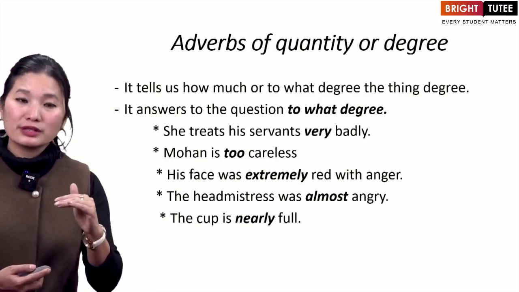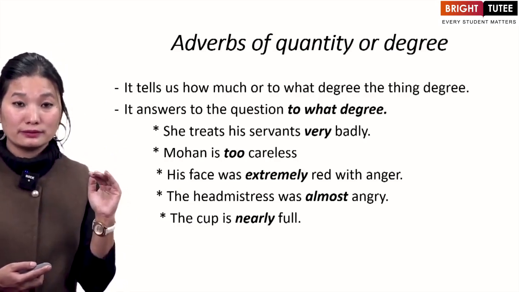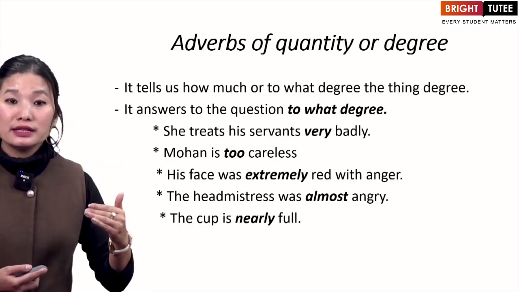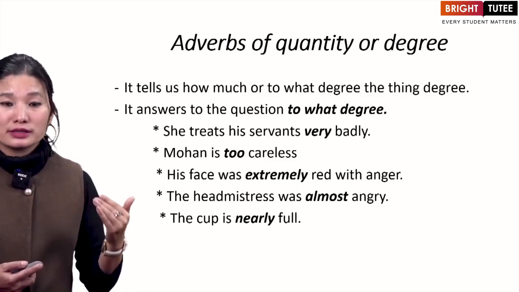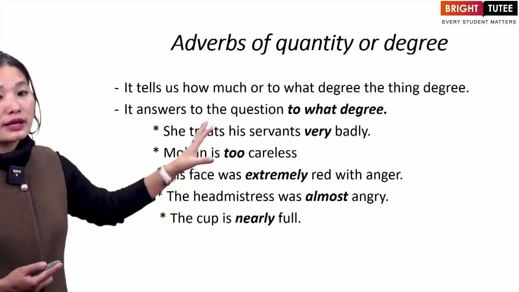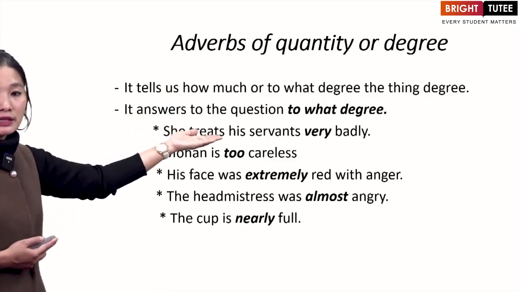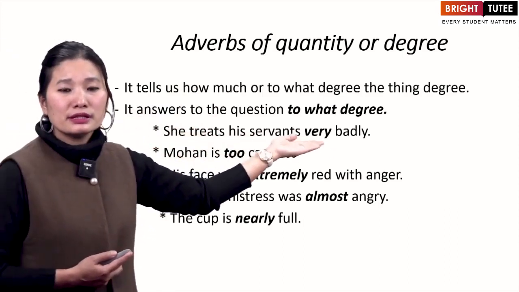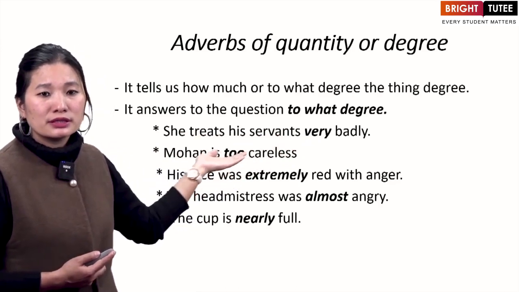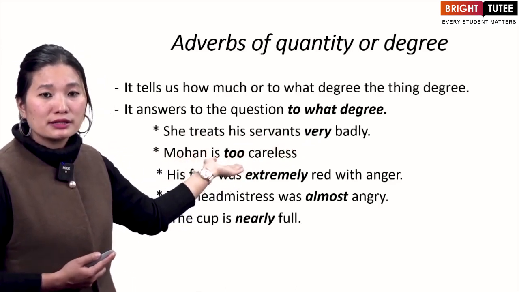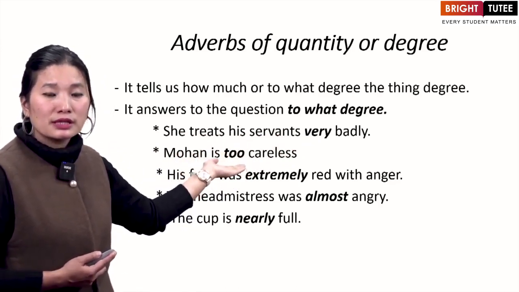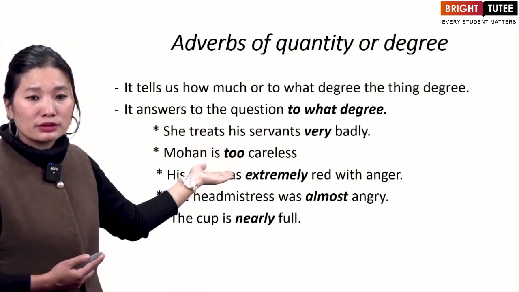Nearly and almost are very close to one another, right? So, the word nearly is an adverb of quantity or degree. Let's look at the adverb of quantity or degree once more here. Very badly, right? Very is the adverb of quantity. Mohan is too careless. The word too is the adverb of quantity or degree.